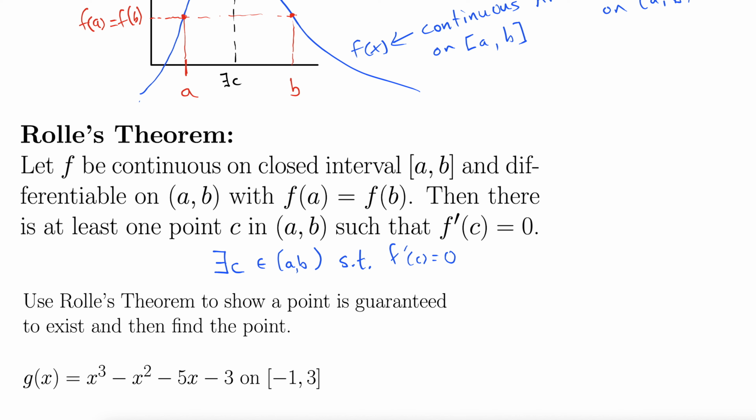Use Rolle's theorem to show a point is guaranteed to exist and then find the point. For g of x equals x cubed minus x squared minus 5x minus 3 on negative 1 to 3.